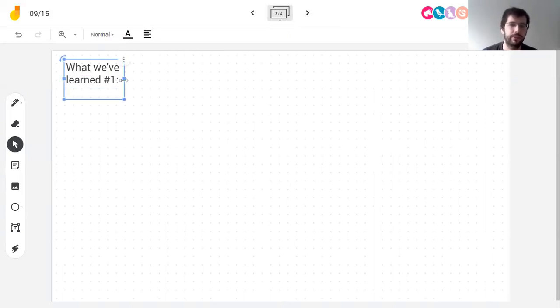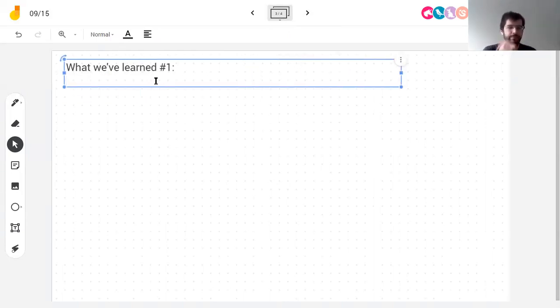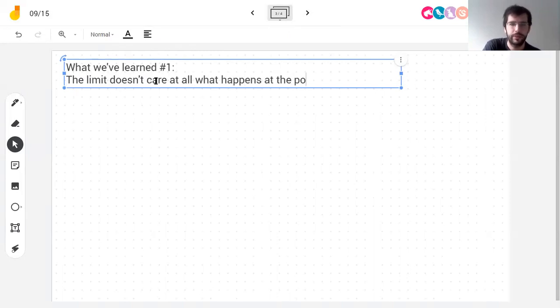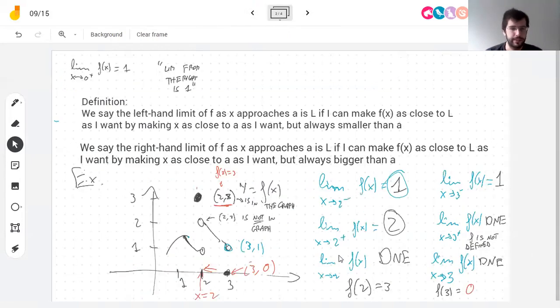So one thing we've just realized is the limit doesn't care at all what happens at the point. What was that 0? That's a good question. Why was that 0 if it wasn't being approached from both sides? Because the value of a function has nothing to do with how you approach the point. The value of a function is just what happens exactly at that point.